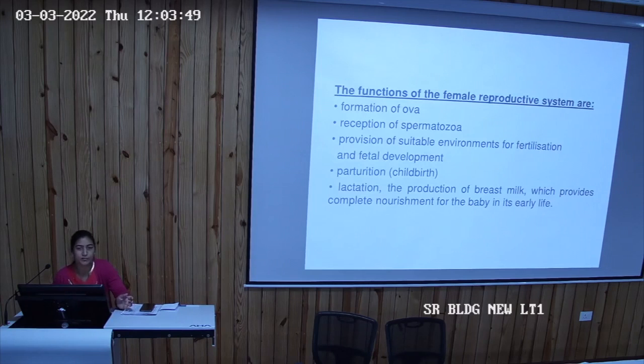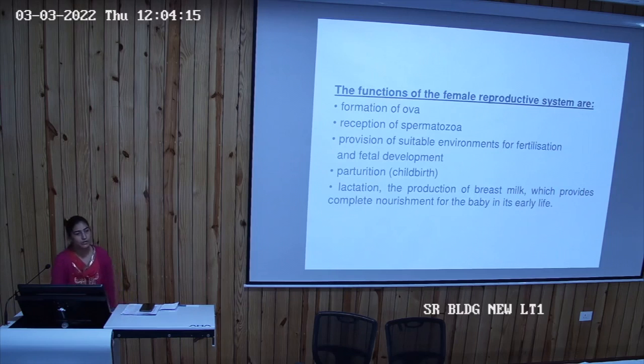The spermatozoa formed in the male reproductive system are transferred to the female reproductive system. Spermatozoa is an outside body, so the system should be ready for reception of a foreign body. Usually foreign bodies are rejected in the human system, in any system. But here the spermatozoa is accepted. So reception is done by the female reproductive system.